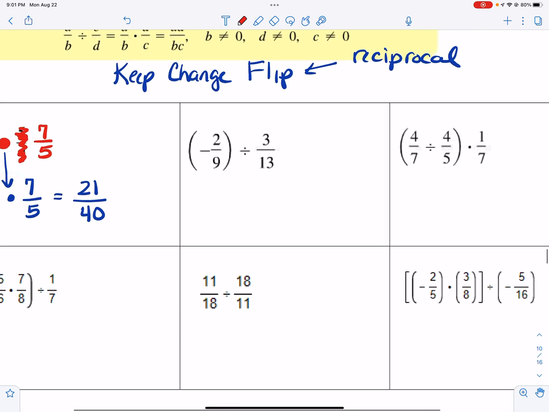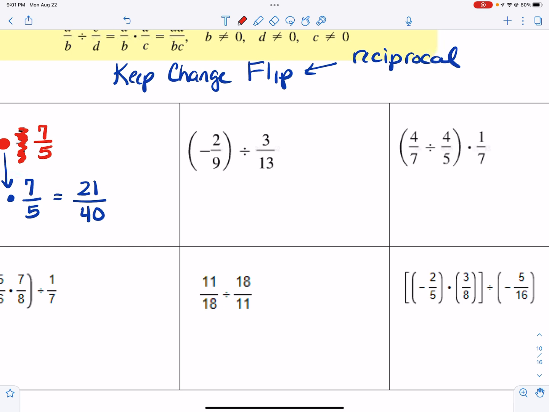Okay, we're going to get a little bit more complicated by adding a few more multiplications and divisions in there. So this one I would write -2/9. I just always put the negative number on the top. Change the division to multiplication, flip the second fraction over. And so negative 2 times 13 is negative 26. 9 times 3 is positive 27. And that's as far as I can do, okay?